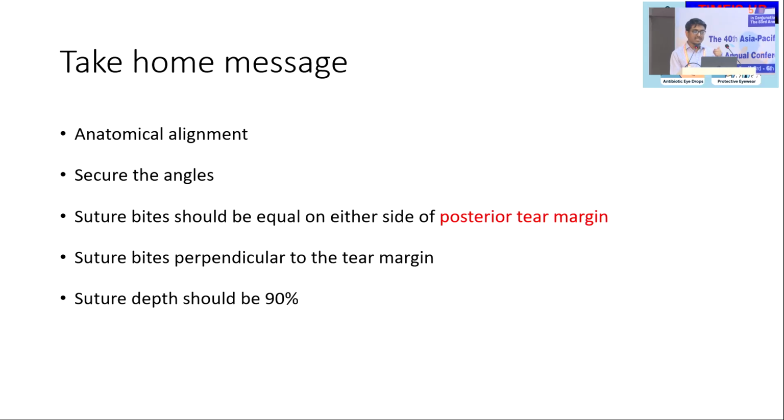Just remember that you should consider anatomical alignment first, secure the angles of the tear. Suture bite should be equal on either side of the posterior tear margin, and suture bite should be perpendicular to the tear margin, and suture depth should be 90%. If you follow all these rules, anyone can repair any type of corneal tear.